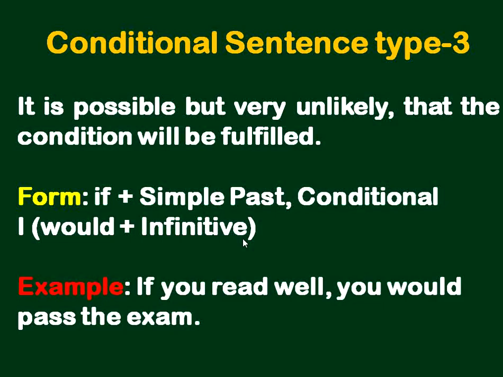Example, if you read well, you would pass the exams. Here, if you read well, you would pass the exam. So here, if you read well is simple past. The conditional past is used here, will become would here. You would pass the exam. We call it conditional past of will. So you would pass the exam. So this condition is possible but very unlikely that the condition will be fulfilled. You can't fulfill it. It's over now.